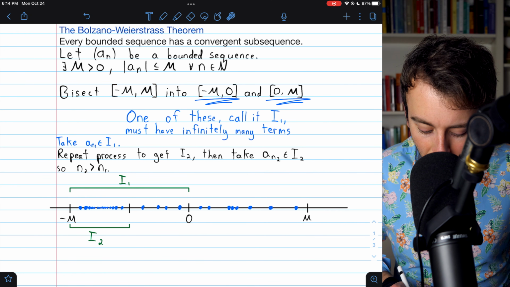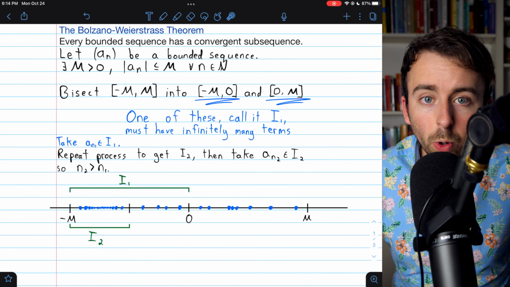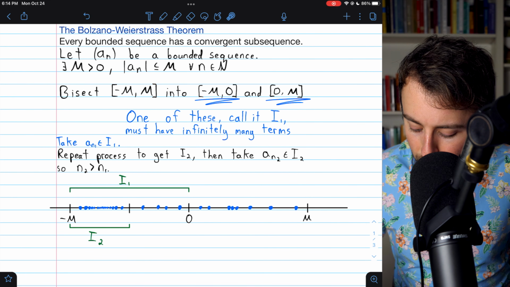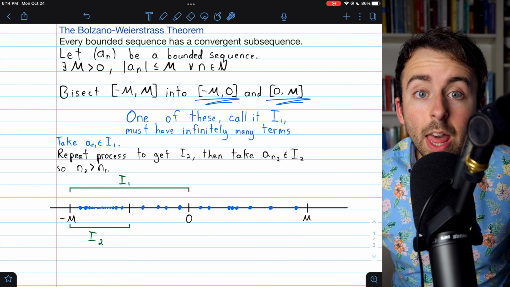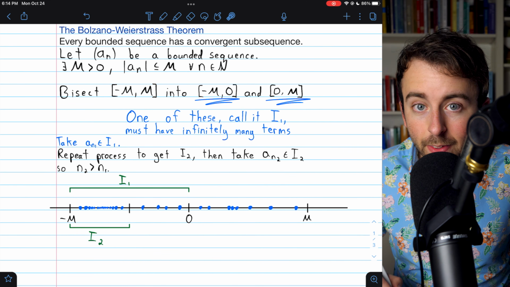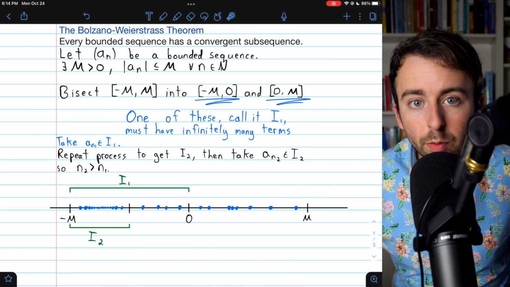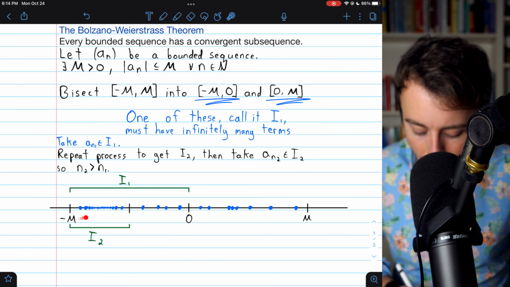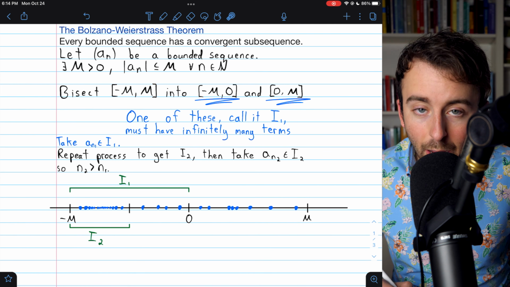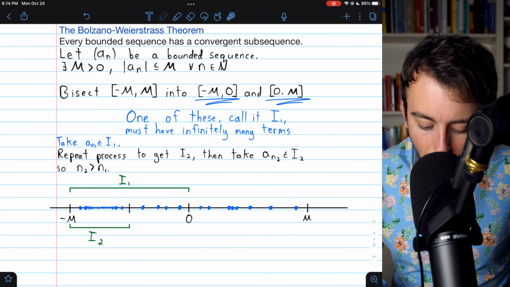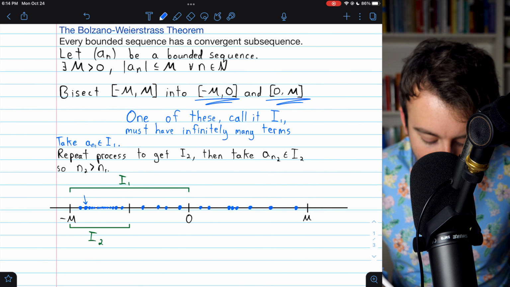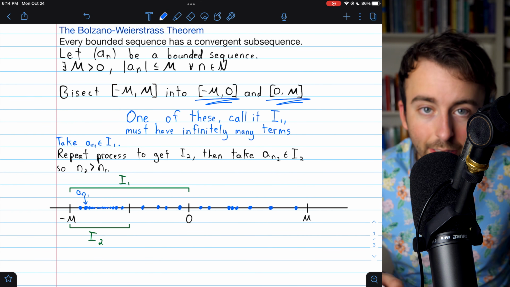There's a lot going on here, so let's take a look at this picture, which might help make it more clear what is going on in this proof. Because our sequence is bounded, we know that it all exists between negative M and positive M. Then we bisect this interval into two halves, this half and this half. At least one of these halves needs to have infinitely many terms of our sequence. In the picture, I've made it this half here. And so this is our first interval, I1. It's got infinitely many terms of our sequence, and we can just pick some term from this sequence, let's say this one here. And that's the first term of our subsequence, AN1.